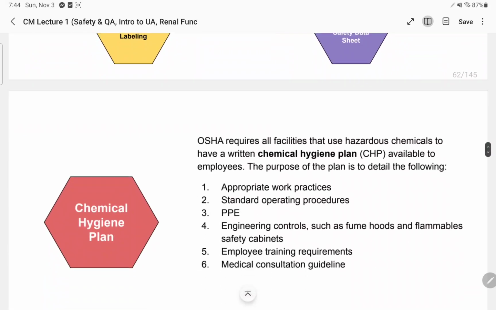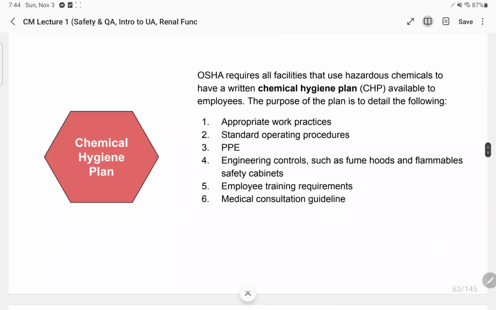So first is chemical hygiene plan. So according to OSHA, all facilities that use hazardous chemicals should have a chemical hygiene plan available for their employees. So what's the purpose of our chemical hygiene plan, our CHP? So it appropriates our work practices. Of course, kay plano, dapat imuhang sundon.